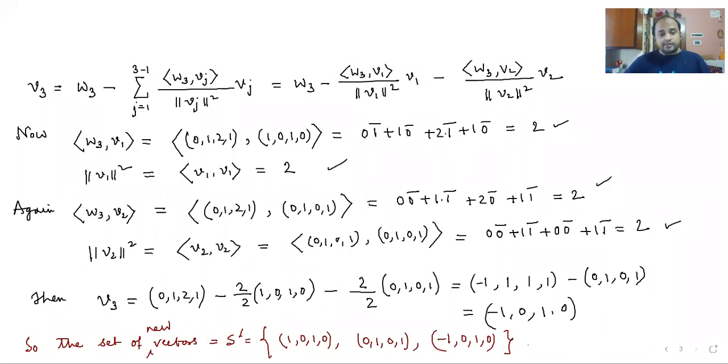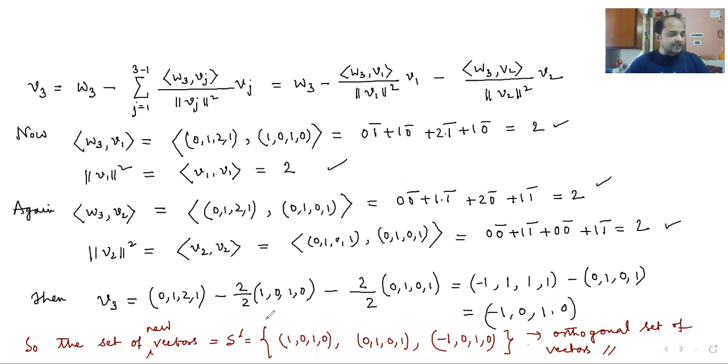Now this set of vectors is orthogonal vectors. This set is called an orthogonal set of vectors. But if you want to get the orthonormal vectors, then what you need to do? You need to normalize the vectors.